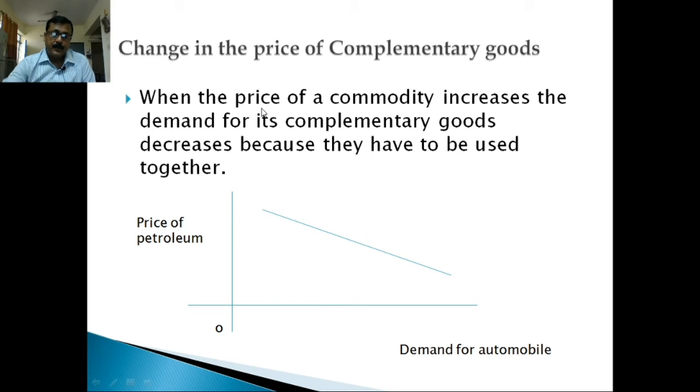On y-axis we have taken the demand for petroleum, and on the x-axis we have taken the demand for automobile. So when the price of a commodity increases, the demand for its complementary goods will decrease. That means whenever there is an increase in price of petrol, then the automobile that runs on petrol, its demand will be less. That means people will not buy vehicles that run on petrol if petrol starts becoming more and more expensive.